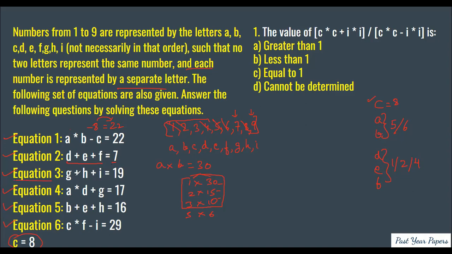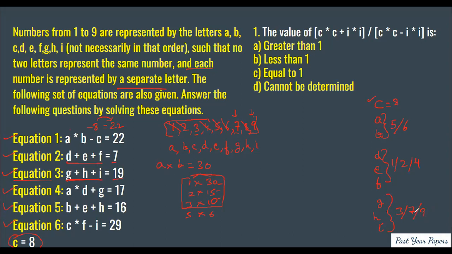Third equation, G plus H plus I is 19, right? Which numbers are left with us? 3, 7, and 9. Just check, do these 3 numbers add up to 19? 3 plus 7 is 10, 10 plus 9 is 19. Yes, these 3 numbers add up to 19. That means we are going in the right direction. Again, I'll repeat myself, G, H, and I.